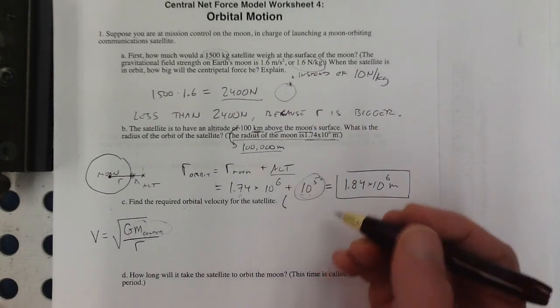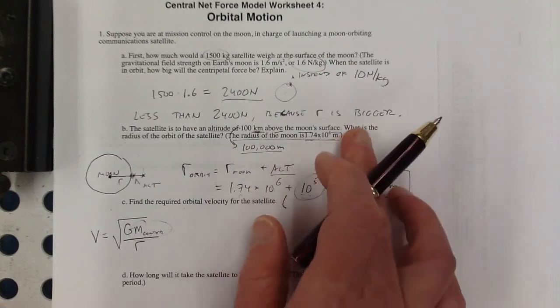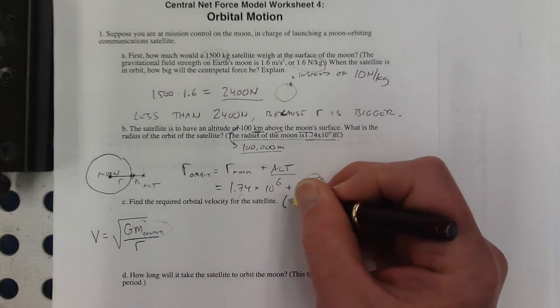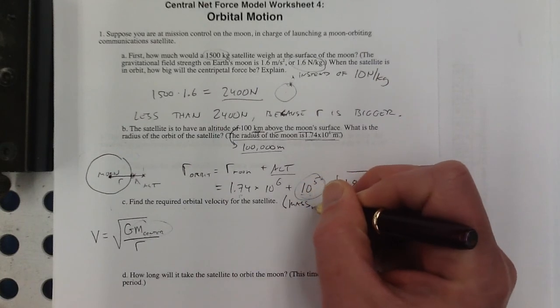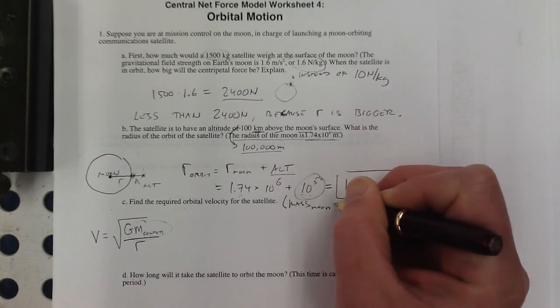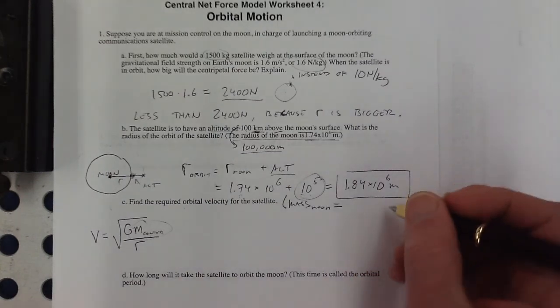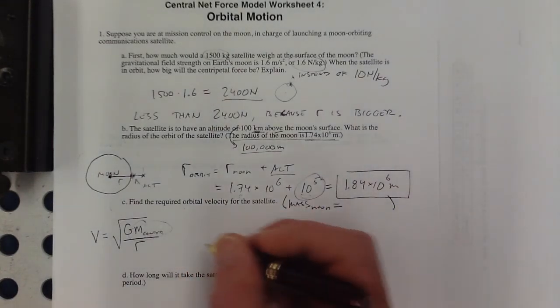Dang it. I think that is missing, so we need that. Mass of the Moon. These things will be given to you. I don't know if I remember what the mass of the Moon is. I think I'm going to have to grab my phone and look that up. Let me just set up this calculation.